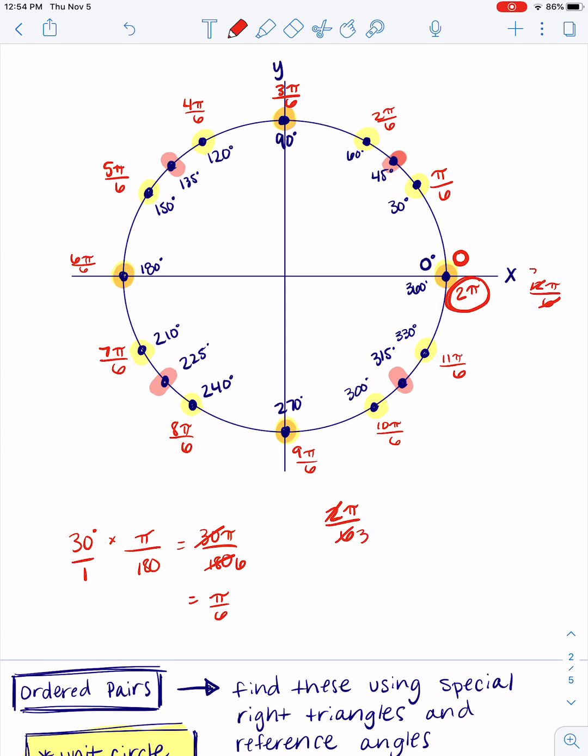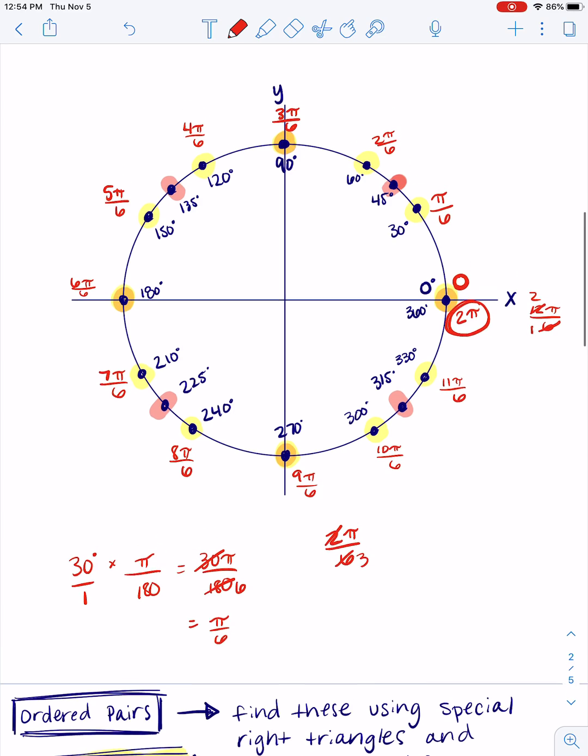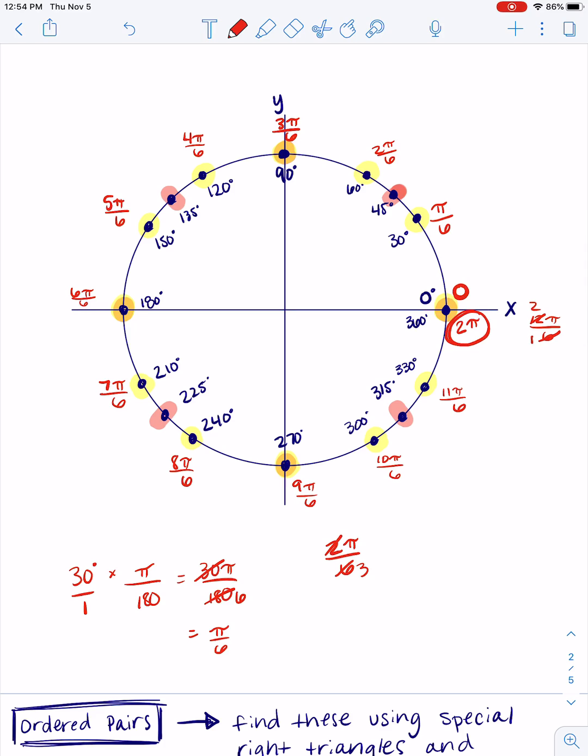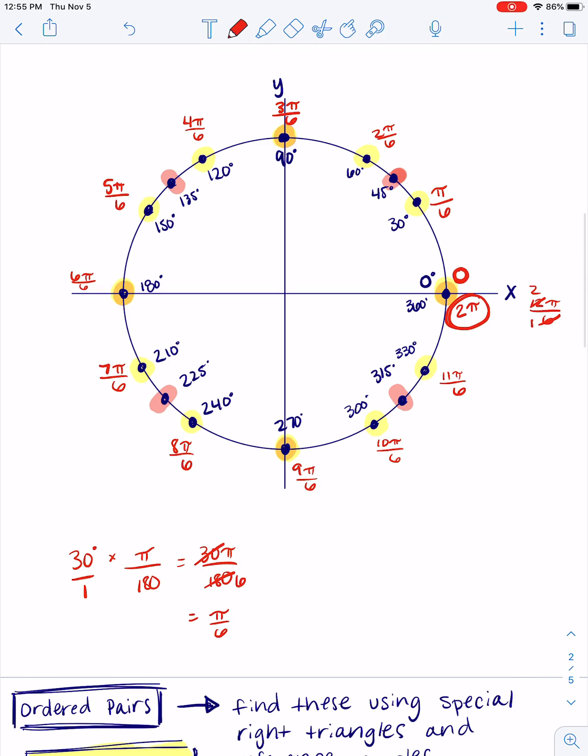6 goes into both of those, 2 times on the top, one time on the bottom, okay? So now I would just say we want to reduce all of our fractions. So you have almost all of the radian measures now. You just need to reduce them. So pi over 6 is reduced. 2 pi over 6, we kind of talked about a second ago, that's going to reduce to pi over 3, okay? 3 pi over 6, that reduces to pi over 2, because 3 goes into both of those.